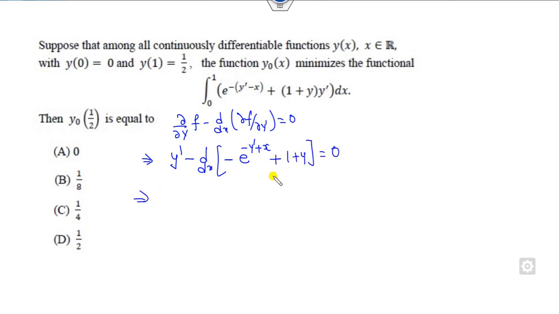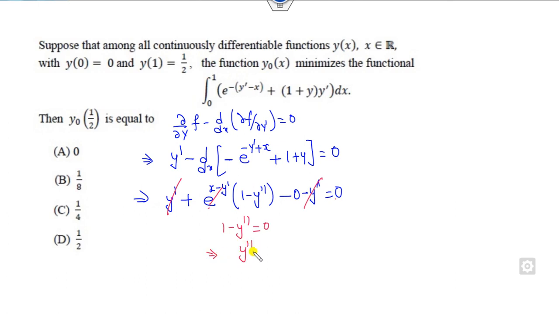Now if you take the derivative with respect to x, we get the expression with 1 minus y double dash minus 0 minus y dash equal to 0. Now clearly the terms will be cancelled out. The exponential can never be 0, so it means 1 minus y double dash is 0. That is, y double dash is 1. So what is the meaning of that? Therefore, if you integrate, it is x plus a.